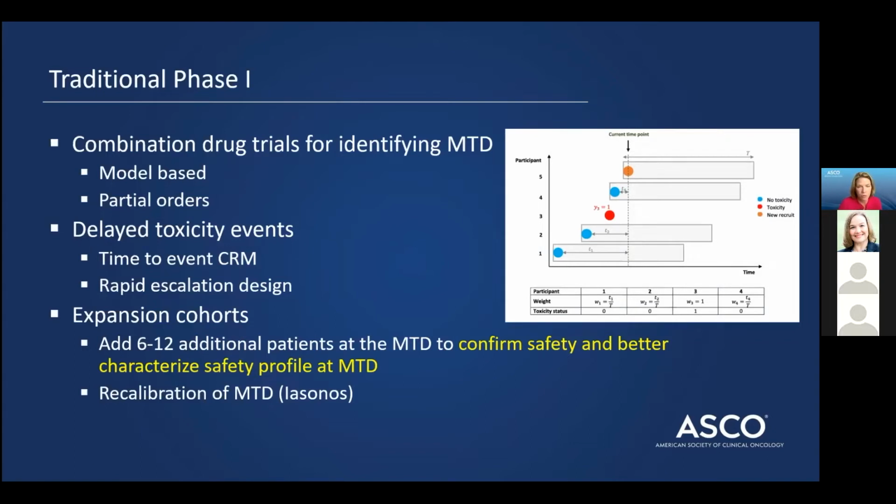And then a lot of these studies will also incorporate expansion cohorts. Historically, expansion cohorts in traditional phase 1 designs have been geared towards further confirmation and understanding of the safety profile of the MTD, the maximum tolerated dose that was identified in the escalation portion of the trial. Alexia Iasonos has done some work where you can use expansion cohorts to recalibrate the MTD, recognizing that oftentimes we have relatively few patients treated at the MTD in the dose escalation part of the study.